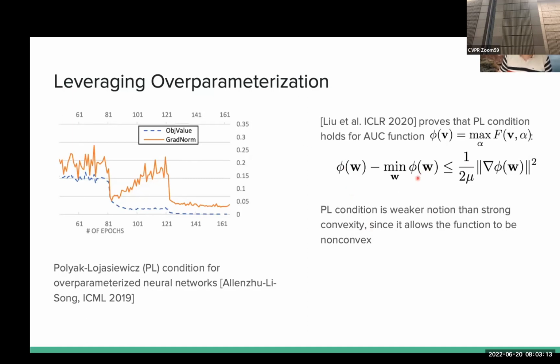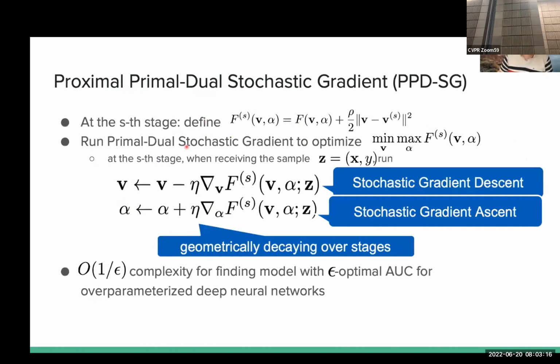By leveraging over-parameterization, Liu et al. propose the PDSG algorithm. Similarly, they define the regularized function f of s as the previous function plus some quadratic term anchored at Vs. Then they run primal-dual stochastic gradient to optimize the inner function. The algorithm is pretty simple. They receive one example, and run stochastic gradient descent for V and stochastic gradient ascent for alpha. The main innovation here is that they consider a geometrically decaying step size, eta, over stages.